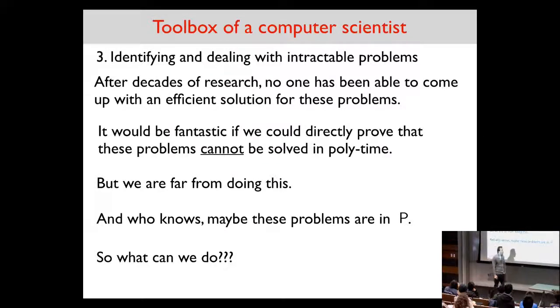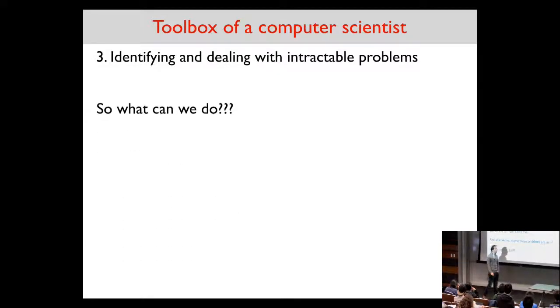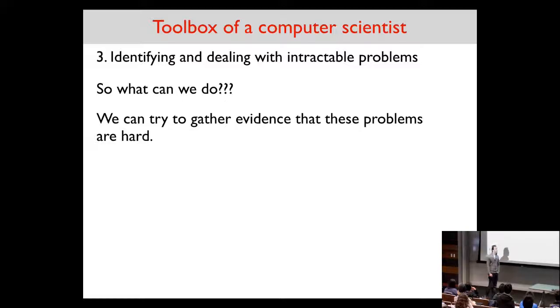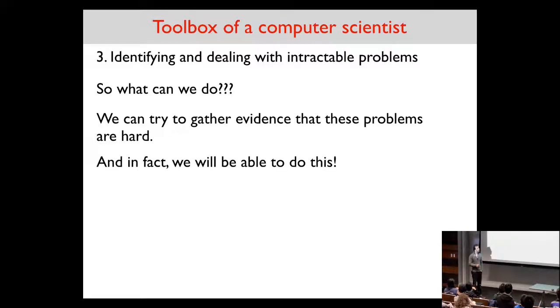But okay, so you don't believe, let's say, they're in P. What can you do if you cannot prove that they're in P? The next thing you can do is basically try to gather as much evidence as you can find to support this claim that these problems are actually hard. And this is basically going to be our goal in this lecture. We're going to try to somehow gather evidence that these problems are indeed hard, and that's the best that we will be able to do.